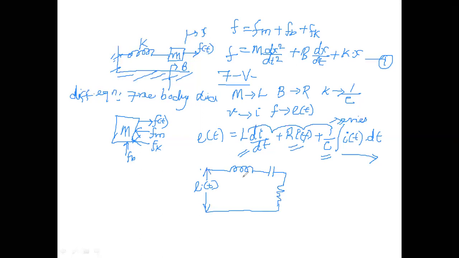So this is your L, this is your C, and this is your R. You no need to write 1/C here, you can simply write C. So this is nothing but a symbol of an RLC series circuit, and the current flowing through the circuit is represented as i(t). Understood? So this is your force-voltage analogy.